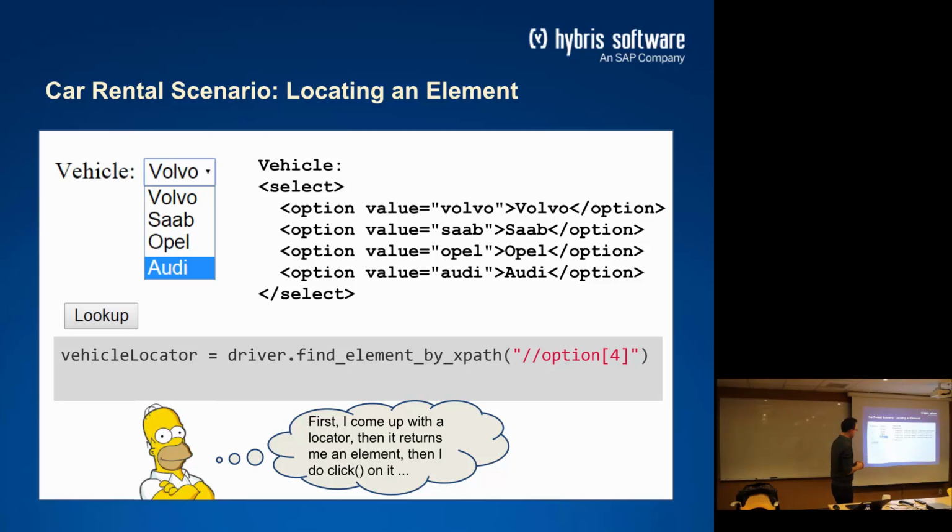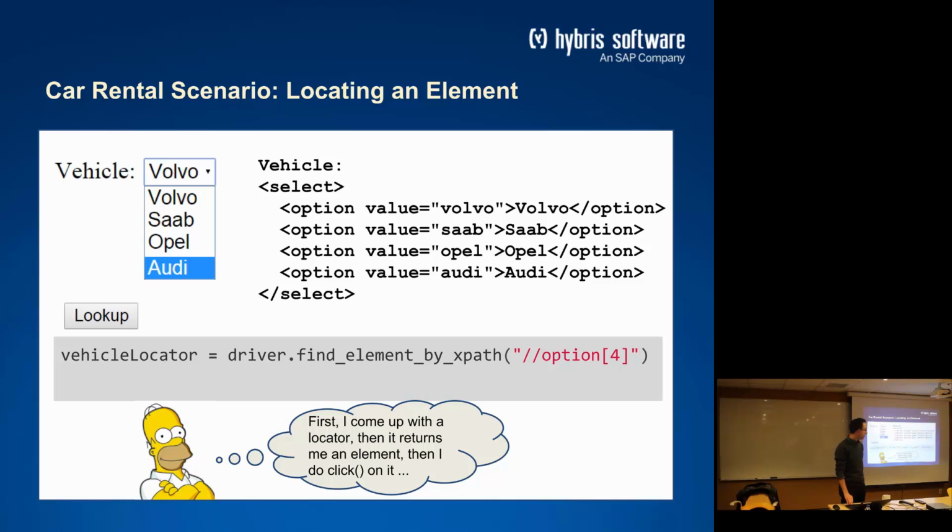Now on the right-hand side, just to make it a little more clear, we have the HTML representation of the same thing. If you're familiar with that, the vehicle is the same thing. Select represents the drop-down menu, and these are the options that we have in the menu. So Homer started writing the tests for this using Selenium. He thinks it's really easy. So he says, first I come up with a locator, then it returns me an element in the page, and then I click on it.